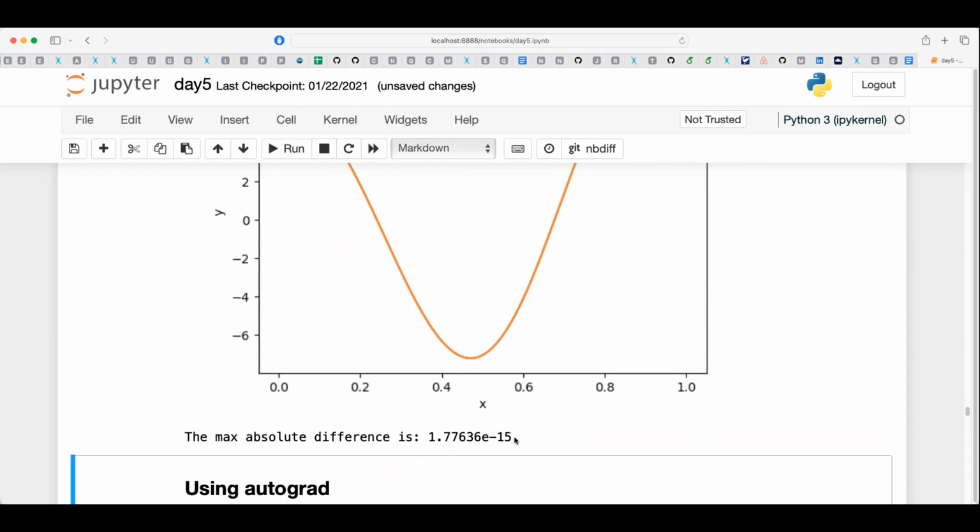Now, AutoGrad is not a project which is continued anymore, and it has been replaced in Python by JAX, J-A-X, and I will show you examples of that later. JAX also includes highly efficient just-in-time compilation. It contains vectorization and parallelization, and that really speeds up your Python codes. So that's something which I would strongly recommend to use later.